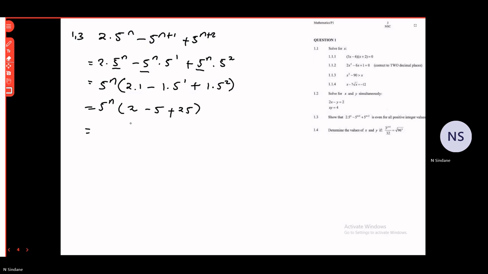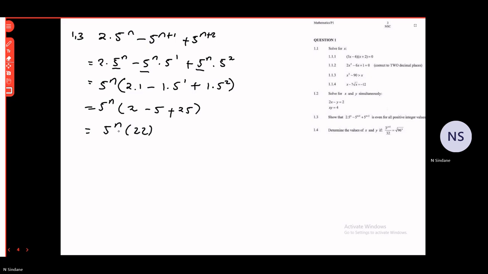Then when I punch my calculator, this is 25 minus 5, which is 20, then plus 2 is 22. This will be 5 to the power n into 22, right? So whenever you substitute any number here, as long as that number is positive, this will be even. You can start with 0. If you say 0, this will give you 22. 22 is an even number.